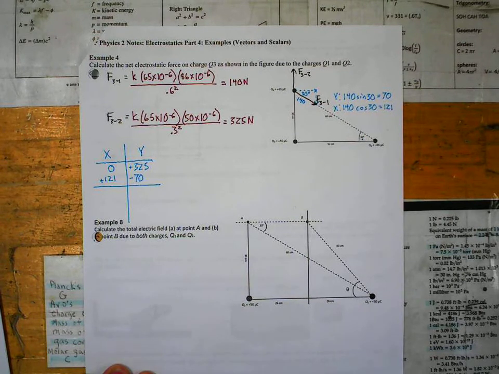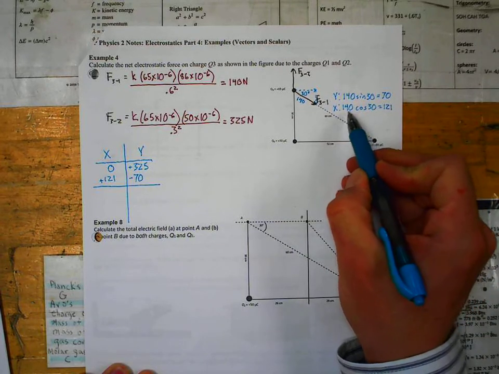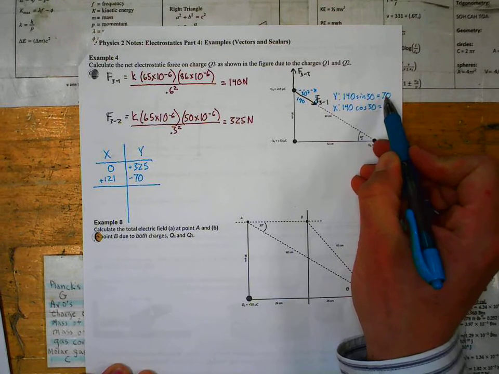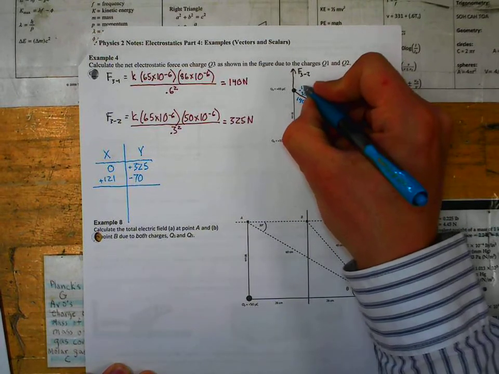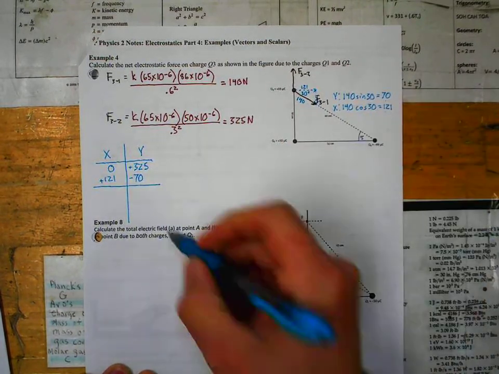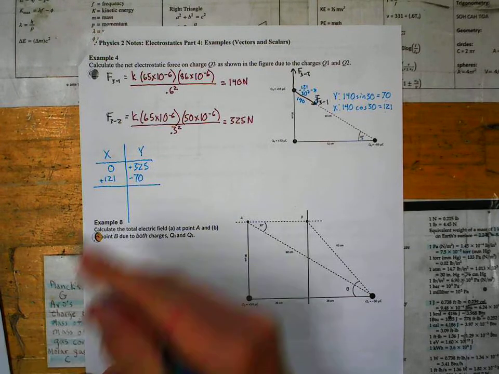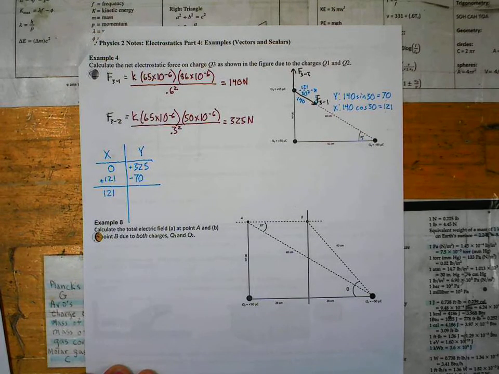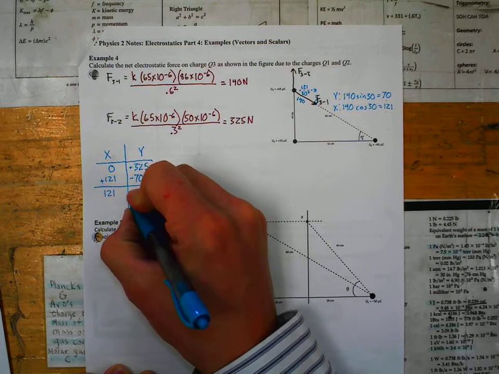The horizontal is positive. The vertical's the negative one, the Y component. So this is 121 positive. Okay, so now we need to get the resultant. It's going to show you how to build your final vector. So we get 121 newtons across to the right. And then here, this is positive 255.